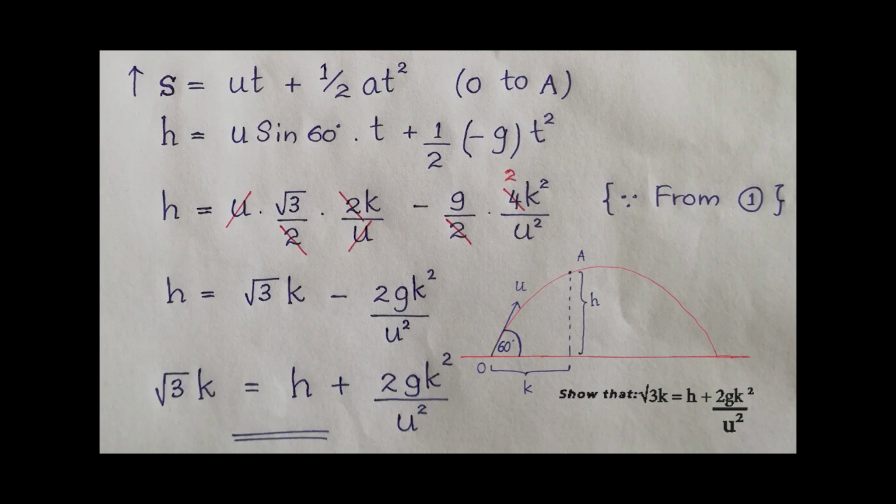From equation 1, I have substituted 2k over u instead of t. Then when I rearrange this equation, I will get the statement they are asking for in the question: root 3 k equals h plus 2g k squared over u squared.